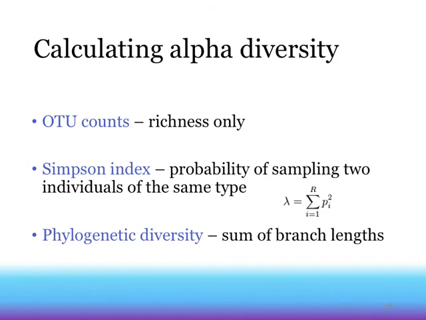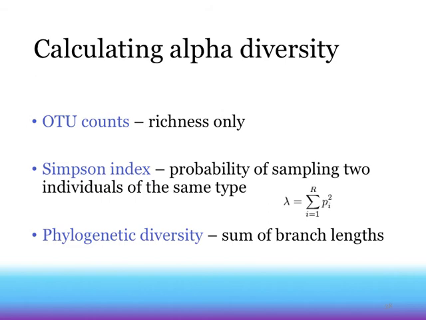Alpha diversity, how do you calculate it? Well, a simple way to do it is to count your OTUs or count your species or genera, whatever units you're using. And so that gives you what's called species richness. You can also use these information-based approaches, such as the Shannon diversity and the Simpson index, which tell you both about richness and the evenness of your sample.